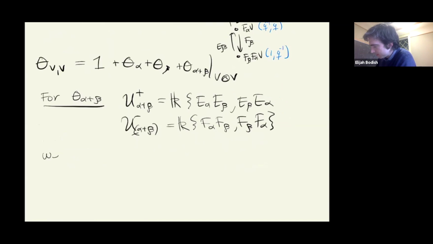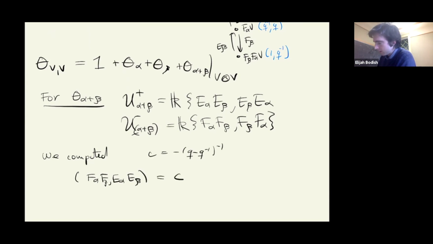And we computed in a previous lecture that if I write C as negative (q minus q inverse) inverse, this (q minus q inverse) inverse term comes up over and over again, so I'm just writing it as C. In the old lecture, we computed that if I use my pairing between U minus and U plus, the pairing of F_α, F_β with E_α, E_β ends up being C squared times q to the minus (α,β). Alpha beta, their pairing is -1, so this is q inverse C squared.